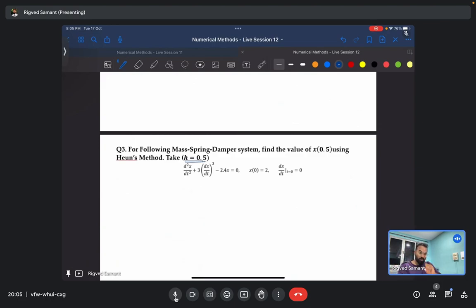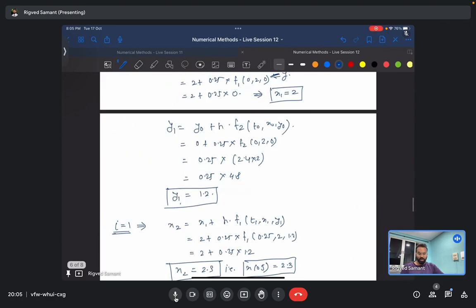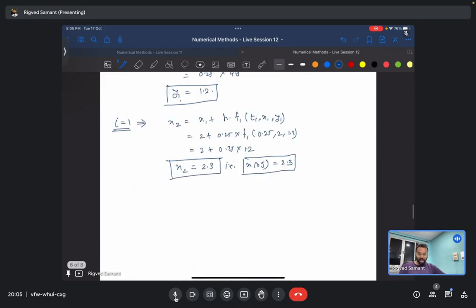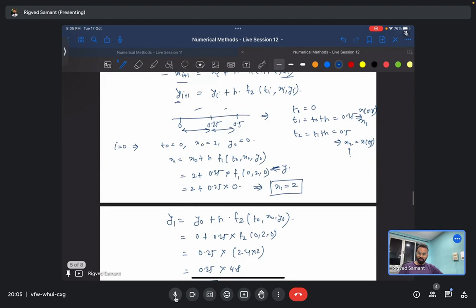So here we will directly go by the single application. So h is equal to 0.5. On your own you can try using 2 applications. In the last problem we did 2 applications of Euler's method, right? Now I am doing it from 0 to 0.5. So any doubts in this previous question?